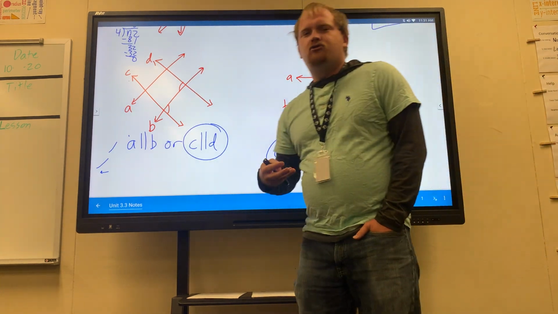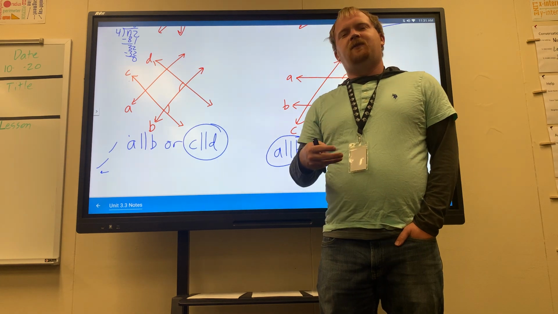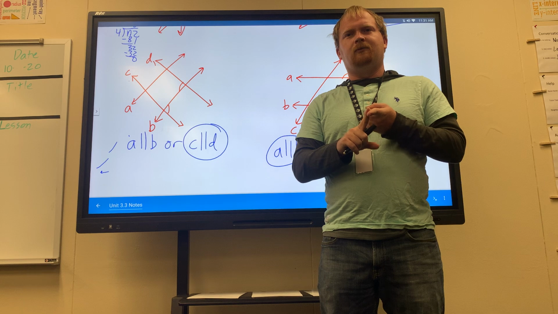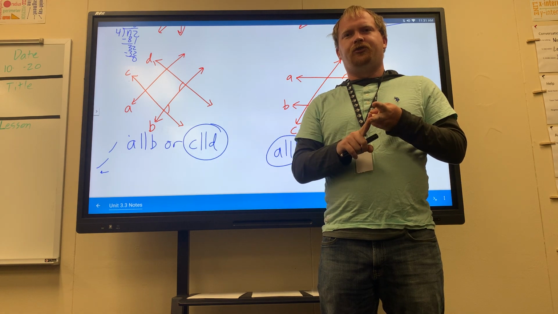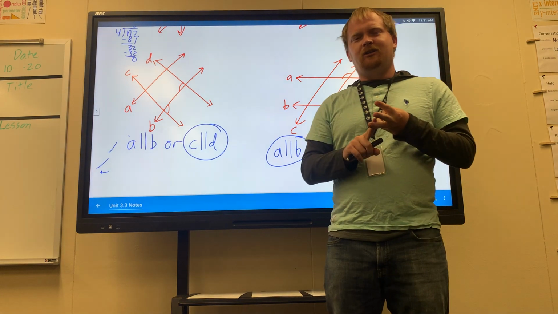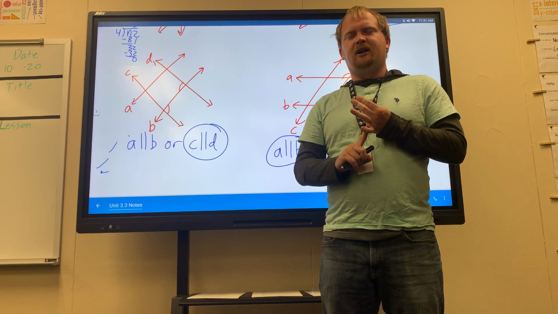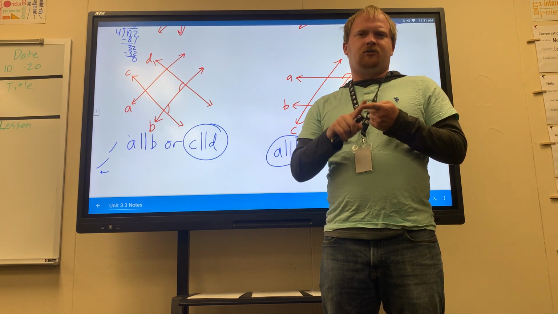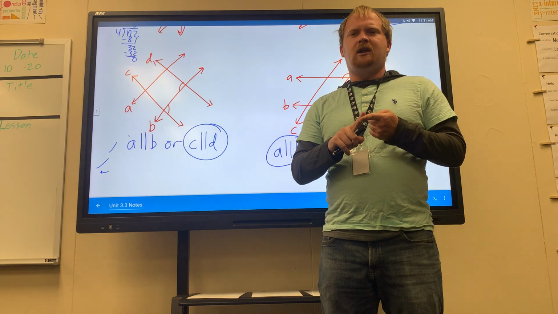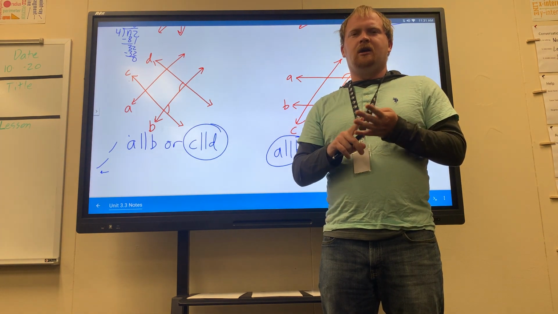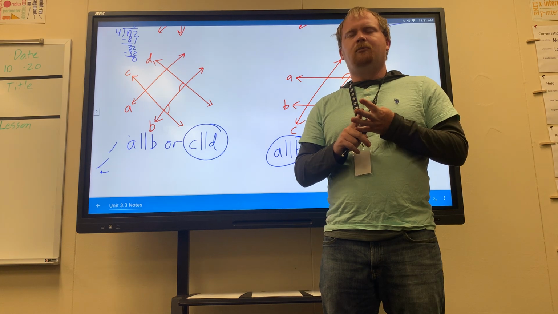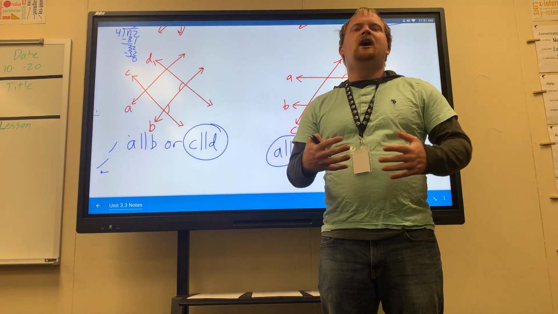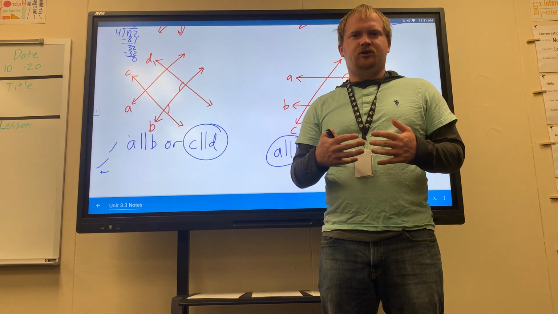So the one thing we actually learned about today is the fact that when we have a pair of consecutive interior angles, alternate exterior angles, alternate interior angles, and corresponding angles, if we have a pair of those where consecutive interior angles add up to 180, and the other three are congruent, then the two lines are parallel to each other, okay?